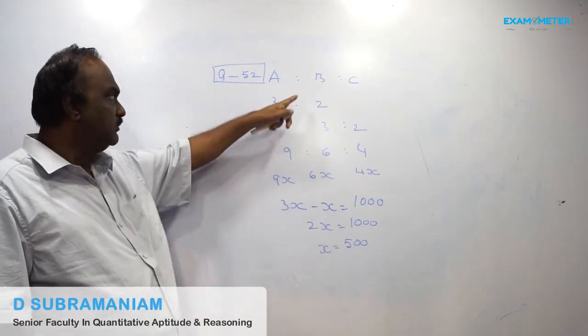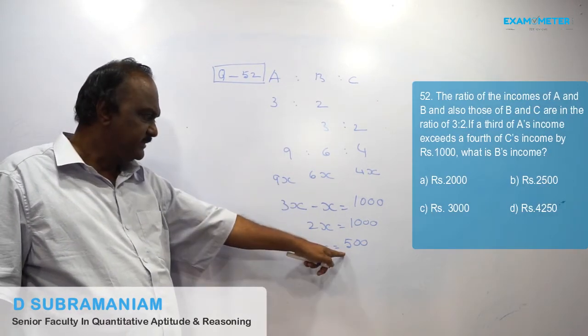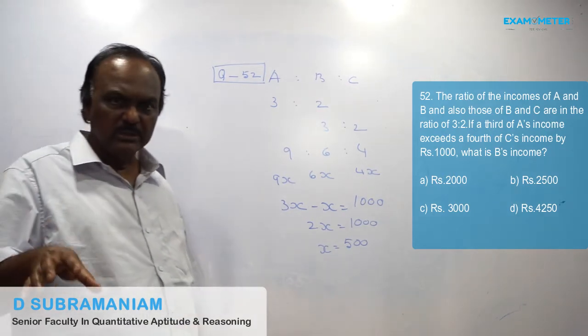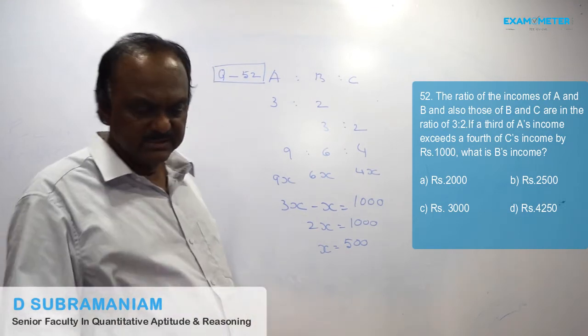In this problem, we have to find out B's income. B's income is 6x, x value is 500, 6 into 500, 3000. So the final answer is 3000. Therefore, answer is C.